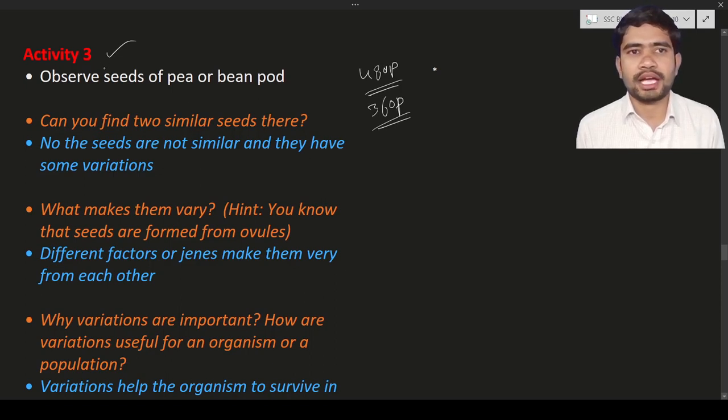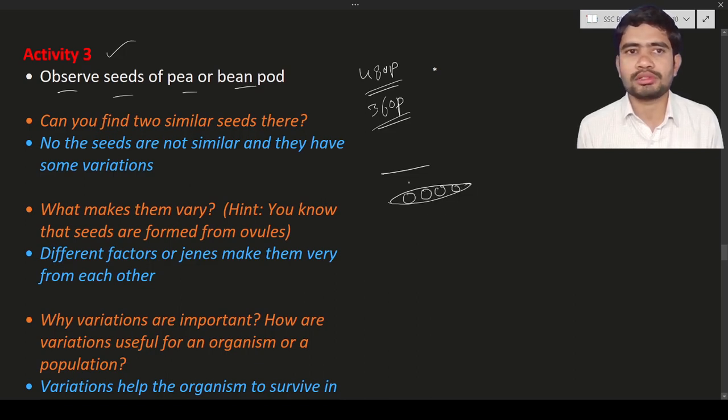Okay, so first we'll start with activity 3. In activity 3 we have to do the observation of the seeds of the pea or bean pod. So what is meant by bean pod? Let us consider the bean pod will be in this way. In here the seeds will be there, in this way.